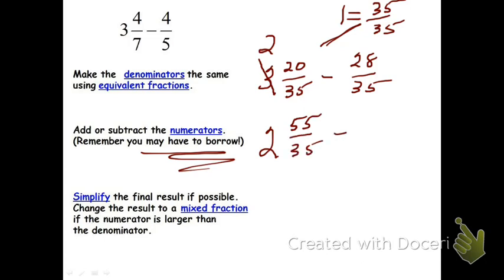So now I have 2, and instead of 20/35, I'm going to combine that with my 35/35, so I have 55/35. Take away 28/35. Now we can subtract. I still have my 2 there, and 55 take away 28 is going to be 27, and that's over 35, and that doesn't reduce any further, so we'll leave that as it is.